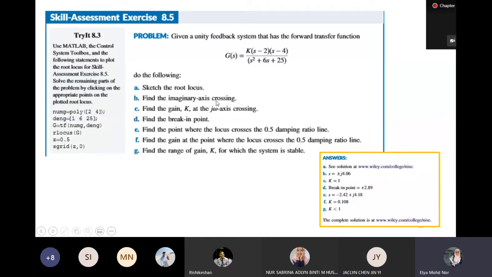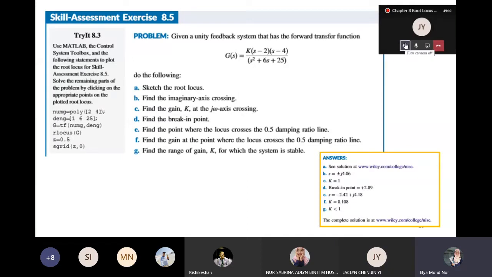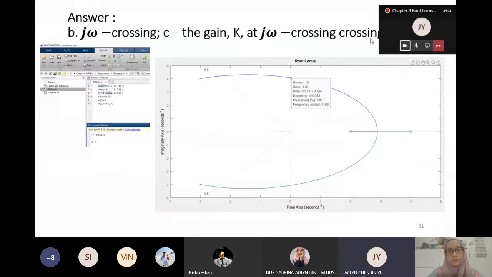So now sketch the root locus for this one. Find the imaginary axis crossings, find the gain K at the imaginary axis crossings, find the breaking point, find the point where the root locus crosses the 0.5 damping ratio line. We remember in chapter 4 we learned about the 0.5 damping ratio. Find the gain at the point where the root locus crosses the 0.5 damping ratio line. And then you need to find the range of gain K for which the system is stable. So let's move one by one.